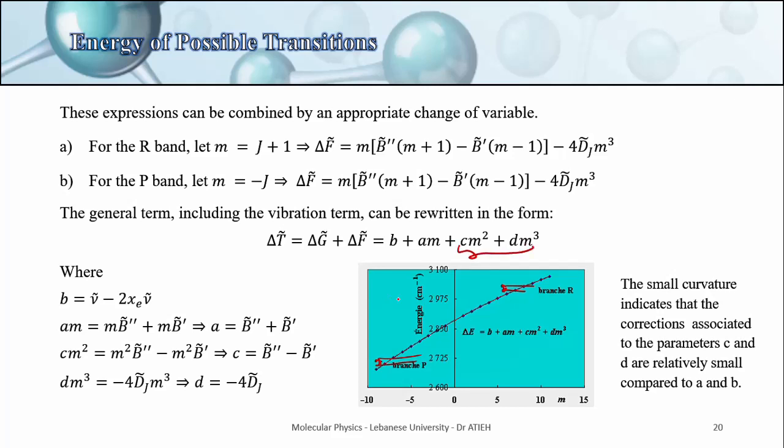This comes from these two terms, because the first two terms alone give us a straight line. In the case of a straight line, the difference between two consecutive points is constant. But in our case here, cm squared plus dm cube are responsible for this shape of the graph. Precisely, it is the cm squared term. This term here comes from the fact that b prime is different from b double prime.